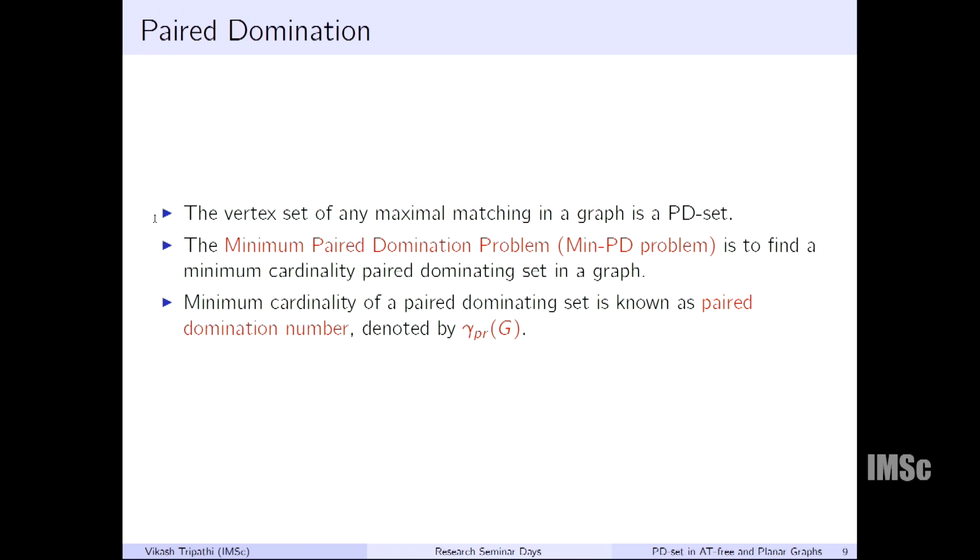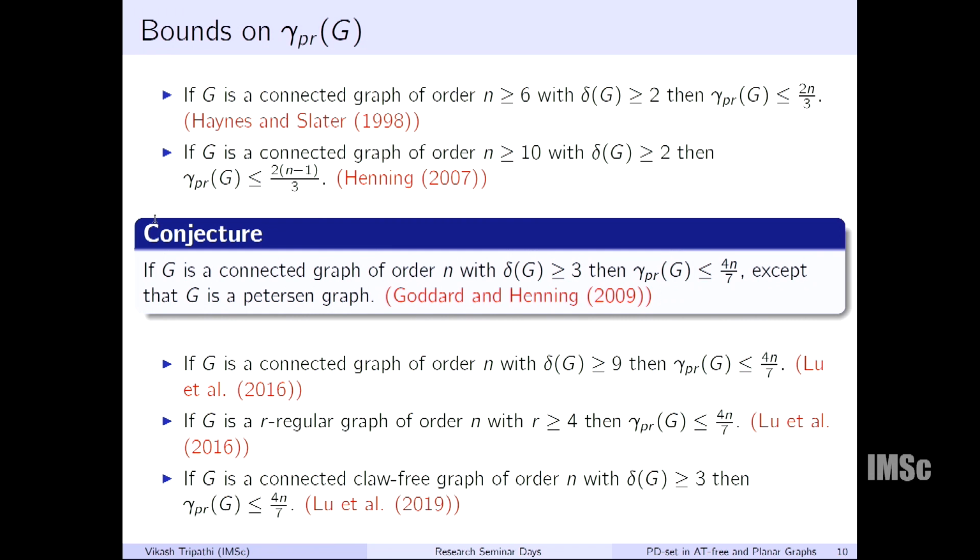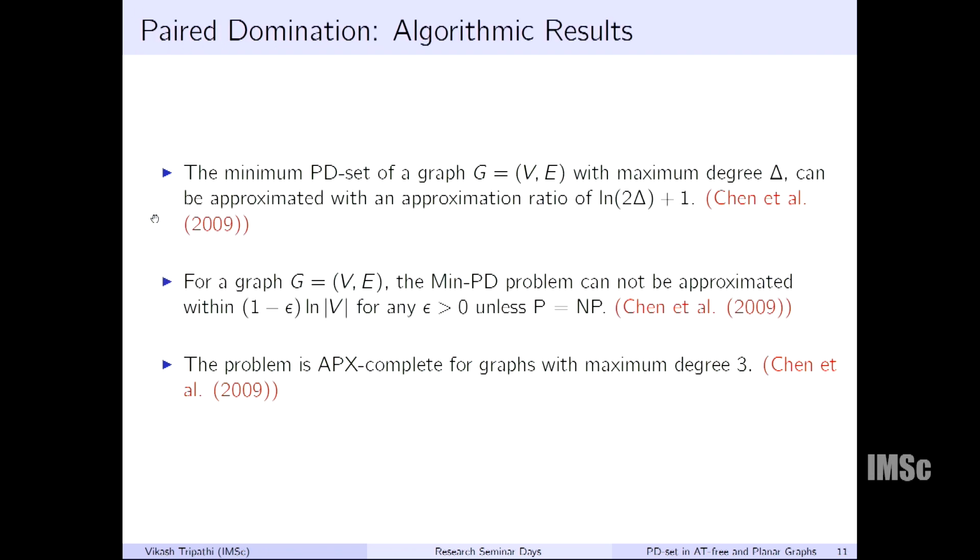So several bounds have been established on the pair domination number. In 2009, Goddard and Henning conjectured that for a graph on n vertices where the minimum degree is at least 3, the pair domination number is at most 4/7 of the size of the vertex set. And some progress has been made on this conjecture.